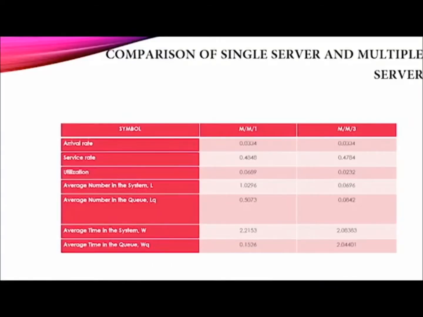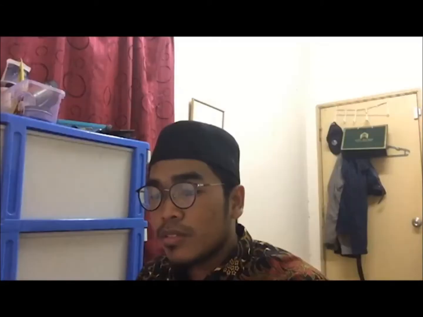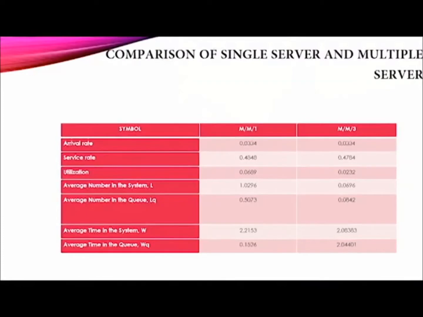time in the queue. As we can see in the table, the average number in the system, which is L, for M1 has been recorded as 1.0296, while for M3 it is 0.0696. This means that the average number for M1 is 1, while for M3 it is 0.